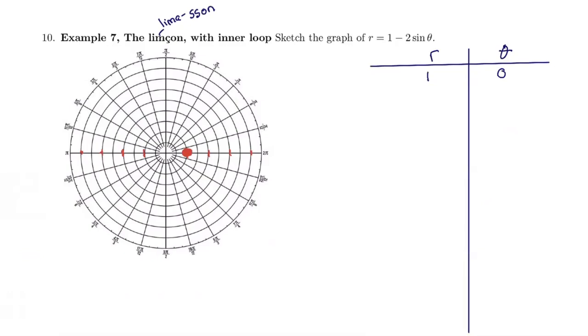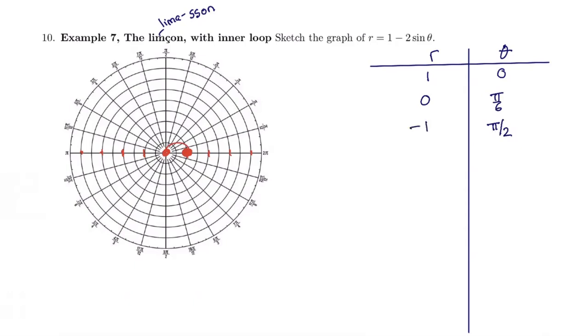The next point I'm going to pick is pi over 6, because when I put pi over 6 in, I will end up with 0. Which means that I travel from my point here to the pole and just make it curvy. This is sketching. We're just trying to understand where points lie and how it relates to the graph. That's it. Pi over 2, when I plug it in, will give me -1.